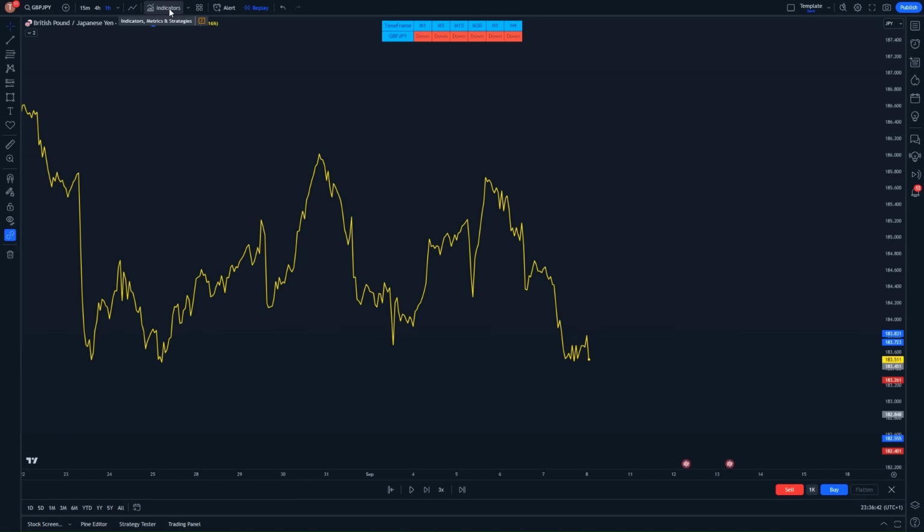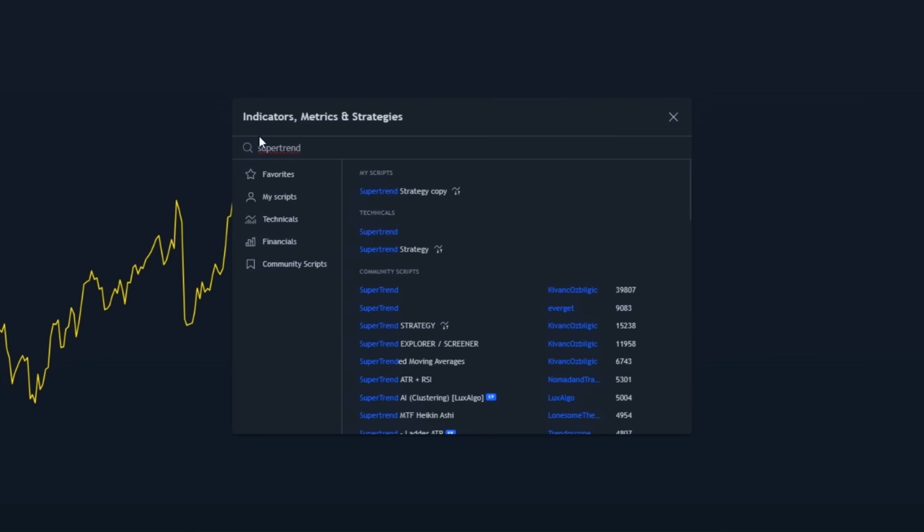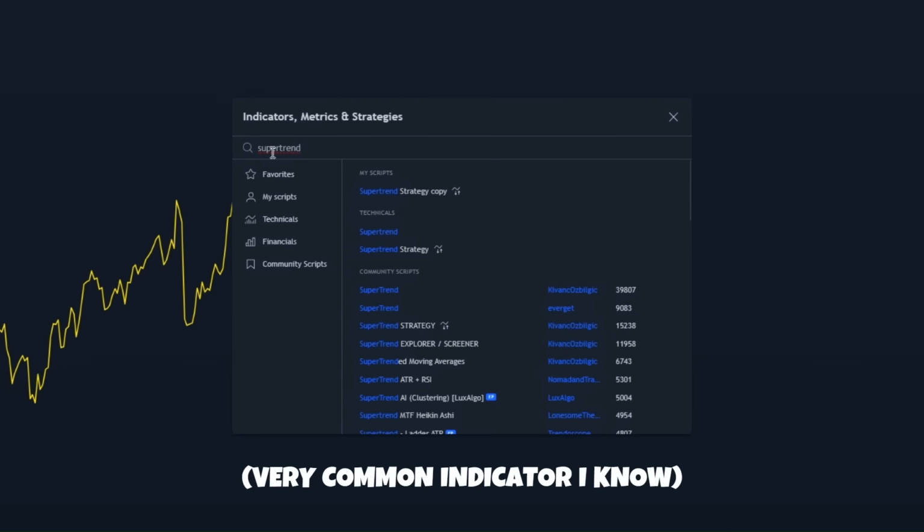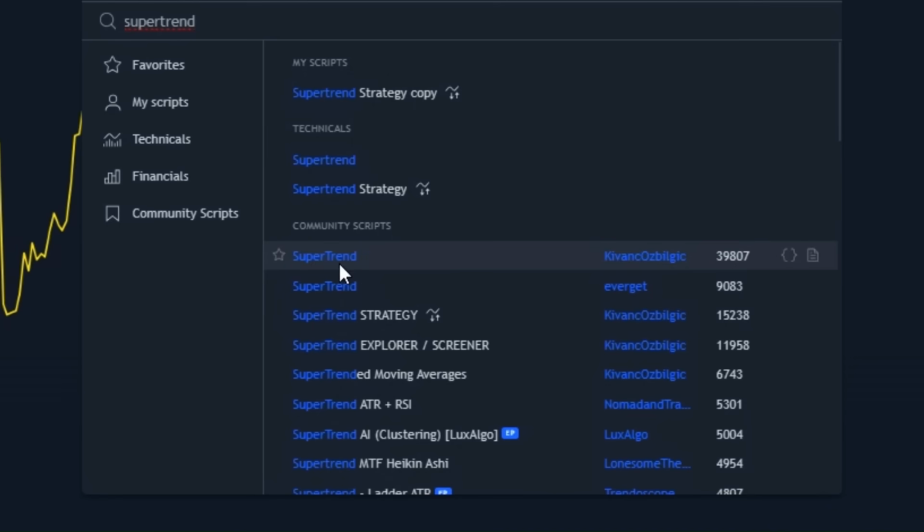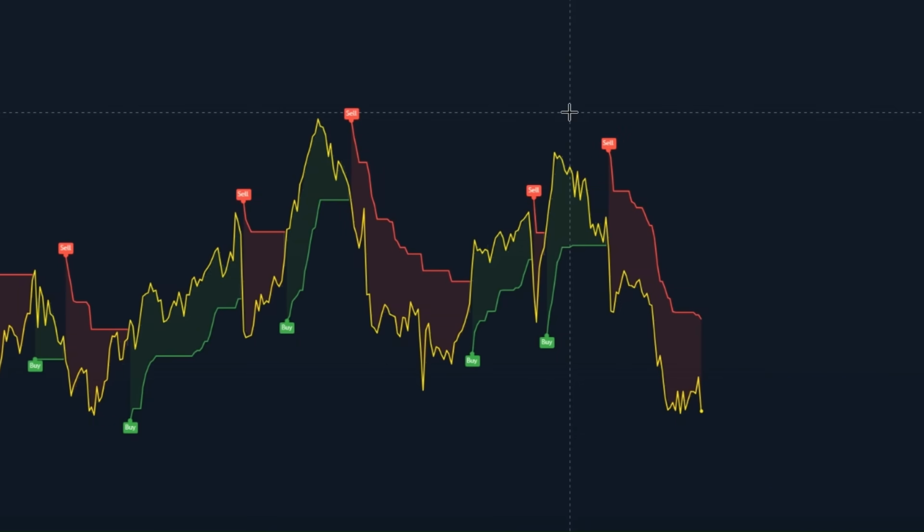And then third and finally, go onto indicators again. For the last confirmation for the trade, type in super trend with no spaces, and we can add this top one here on the community scripts. Your chart should now look something like this.